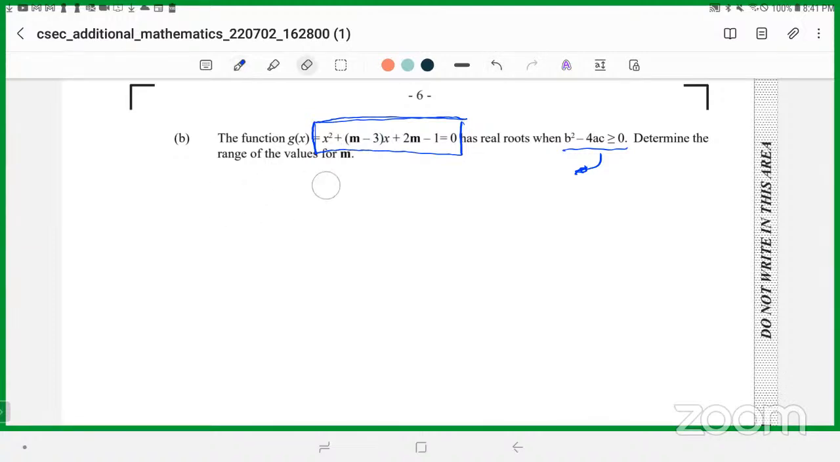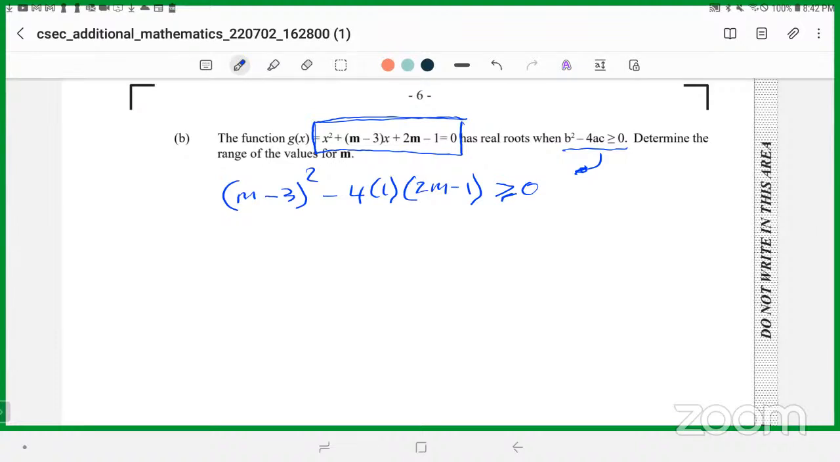It's a quadratic inequality still, but no matter, we're going to do it. So we get m minus 3 squared minus 4 times the a. The a is 1, the coefficient of x squared is 1, times the c, which is 2m minus 1. Careful, it's 2m minus 1. That's b squared minus 4ac. Let's say it is greater than or equal to 0. So what we have formed is a quadratic inequality. What you're going to do is expand it out and set it out in standard form.